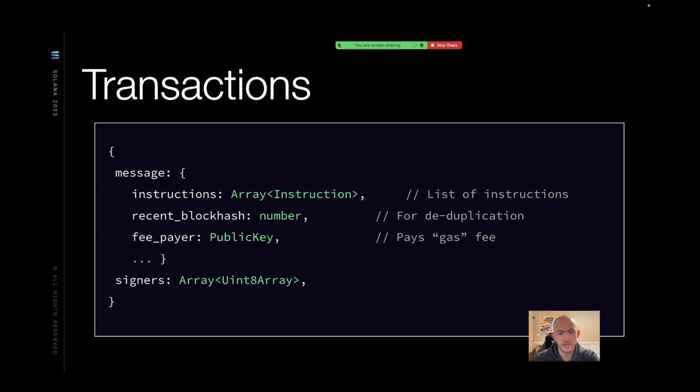And then just real quickly, the recent block hash is there to weed out duplicates. And then the fee payer is who pays for the transaction fee. There's always going to be one fee payer, and that person has to sign the transaction. We touched on this earlier when we saw the is signer field from the instruction. Basically, especially when you want to be the one who pays for the transaction fee, you have to sign. That list of signers at the bottom is just an array of buffers, and each buffer is going to be the whole transaction encrypted by the signer's private key.